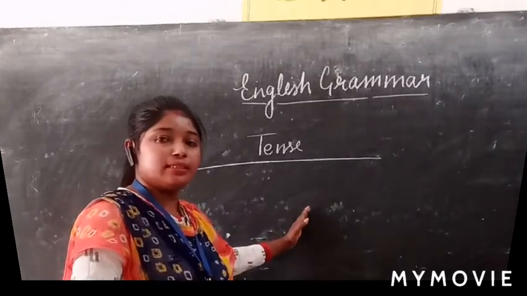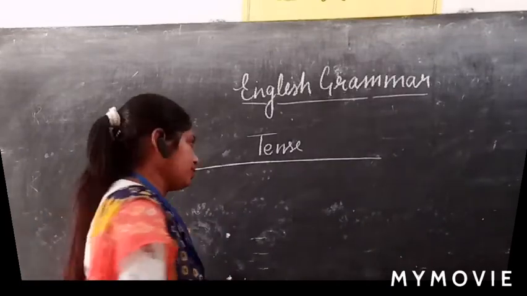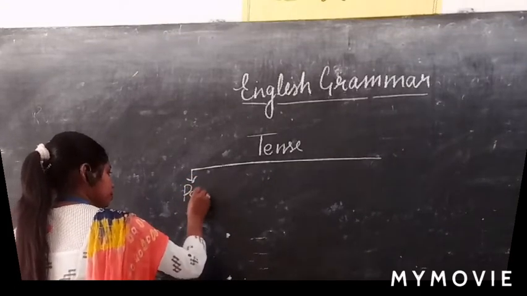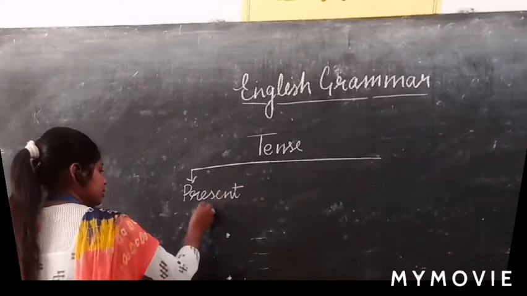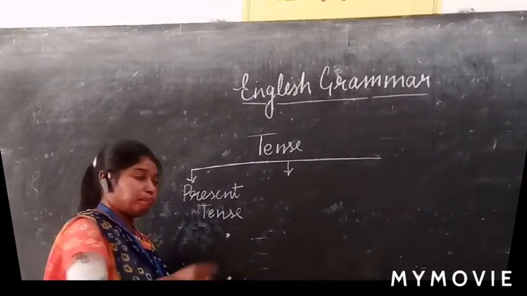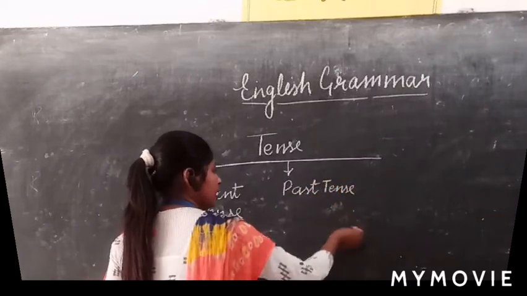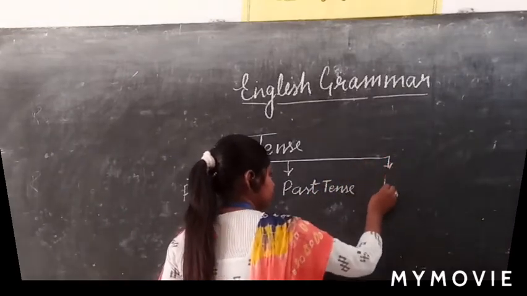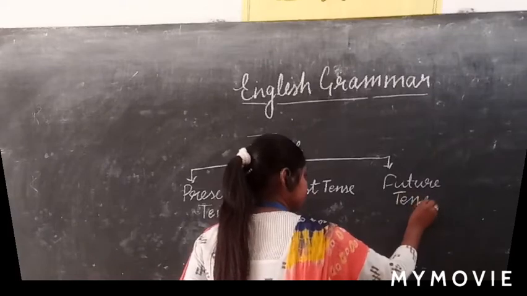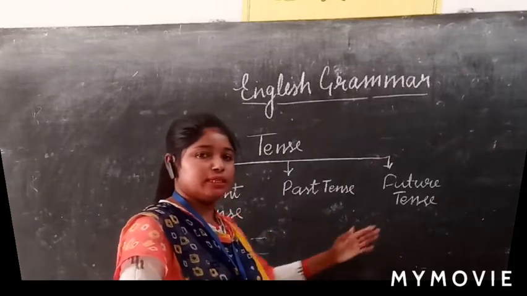Now tense tells the time of action and it is divided into three parts. The first one is your present tense. The second one is your past tense. The third one is your future tense. Present tense, past tense and future tense.